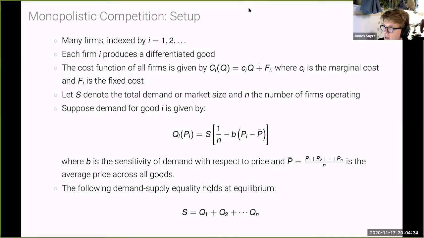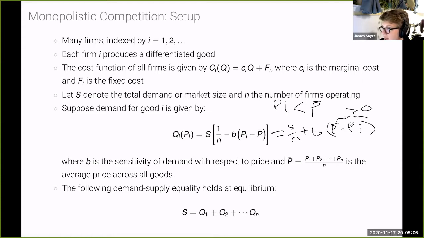The way you can see the last bit is notice that if Pi is less than P bar, then I can rewrite this expression as follows. I can write this as S over N, and I can move the negative sign inside. What does that become? This all becomes P bar minus Pi, and so this term inside would be positive. You can see that if Pi is less than P bar, then this is going to increase demand for firm i's good. I just wanted to write out how you can see that.